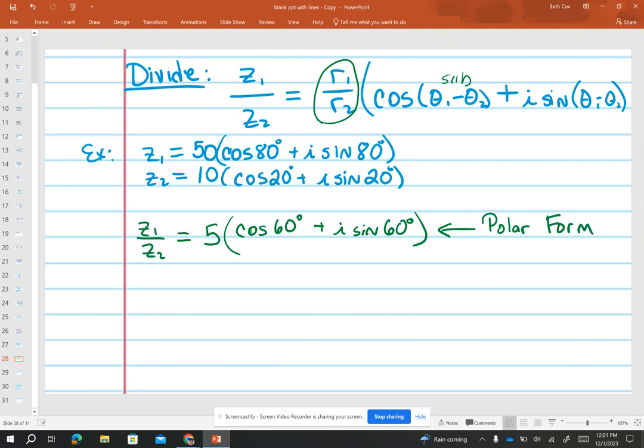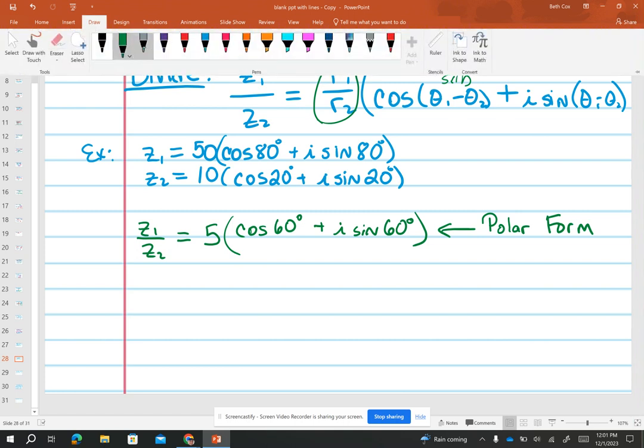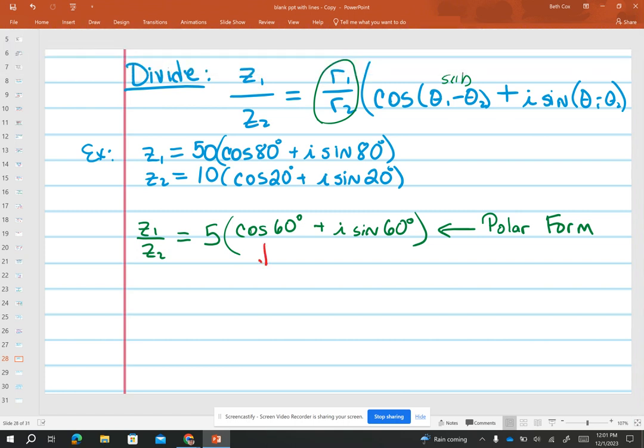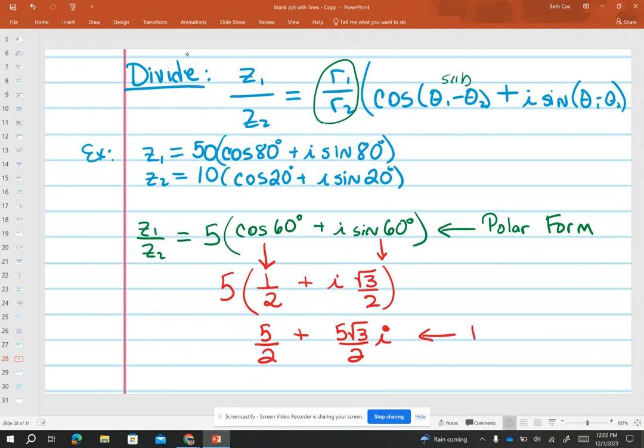To get the answer in rectangular form, you literally do what it says. You replace the cosine of 60 degrees with what the cosine of 60 degrees is. The cosine of 60 degrees is 1/2, and the sine of 60 degrees, if you recall, is the square root of 3 over 2. So to get the rectangular answer, we would have 5 over 2 plus 5 square root of 3 over 2, and then we put our i. This would be in rectangular form.